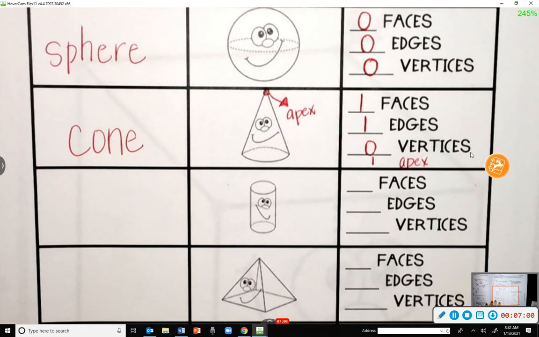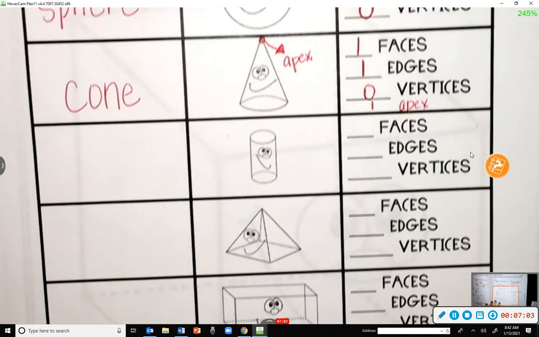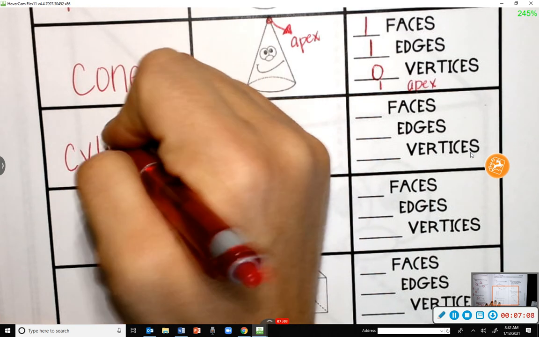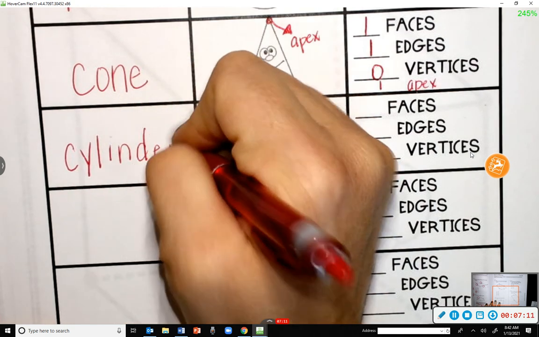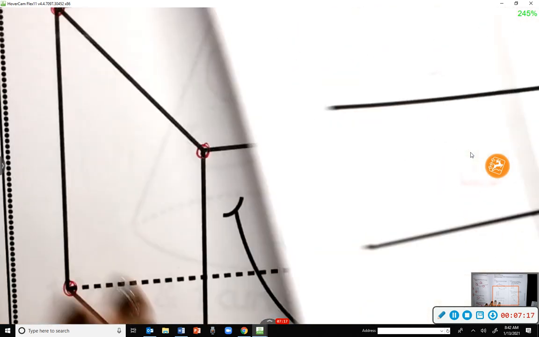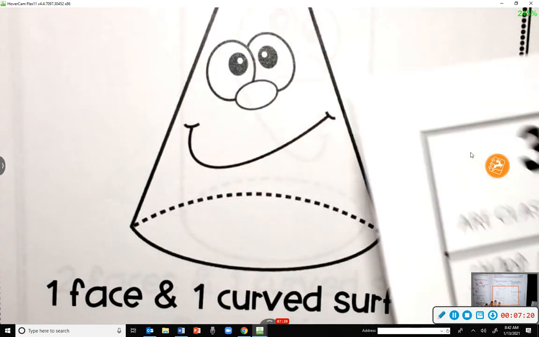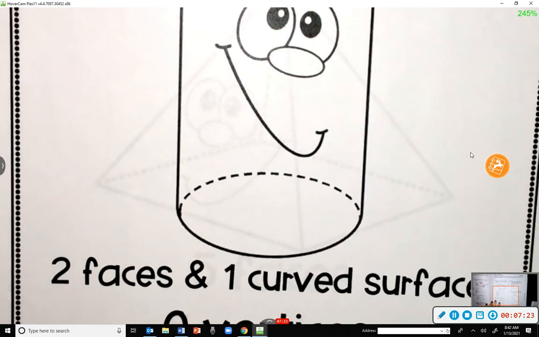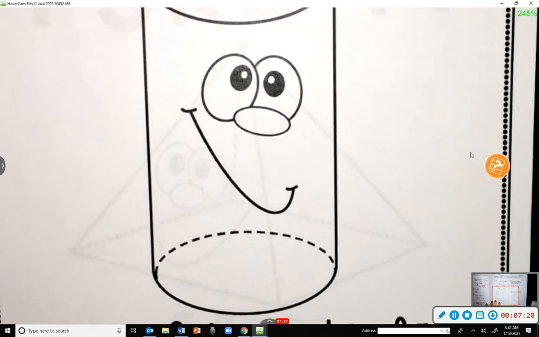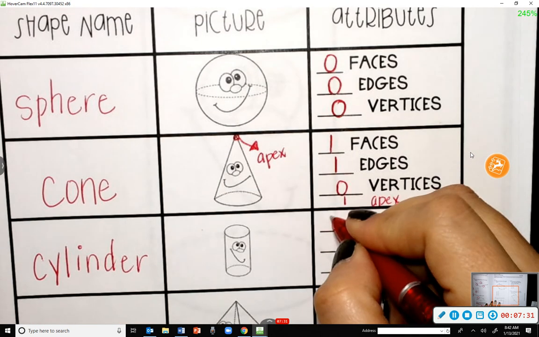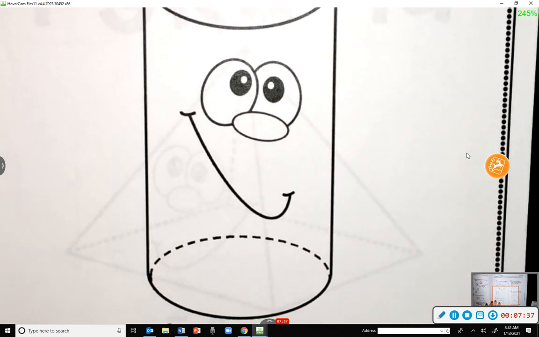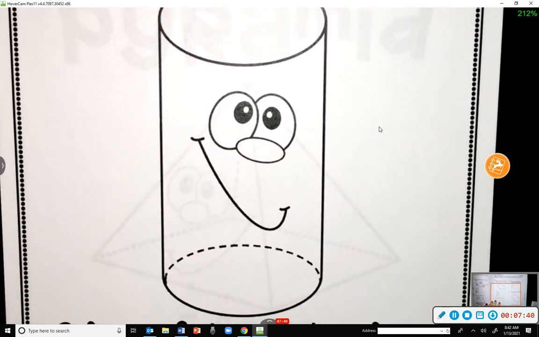Okay, the next one, what do we call that? Kelsey? Cylinder. So there's a cylinder. It has 2 faces, the top and the bottom. Okay, how many edges? How many edges do you think that cylinder has?